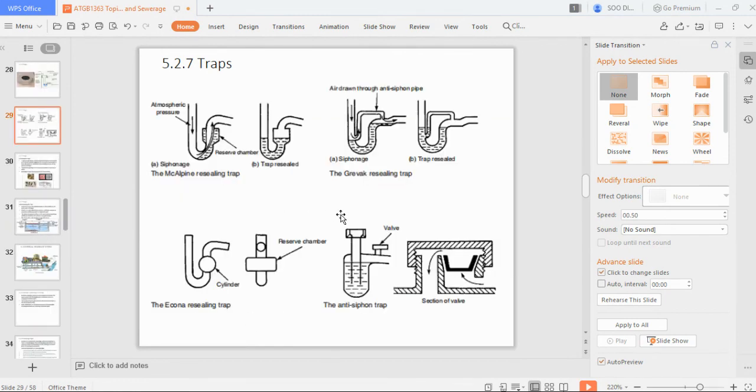There's a few more. So this is the anti-siphonage trap. The anti-siphonage trap will not allow the water to backflow out. So instead of it being discharged, this anti-siphonage trap will try to seal, the function will try to just have the water trapped in here. So we have different configurations of how this anti-siphon trap works.